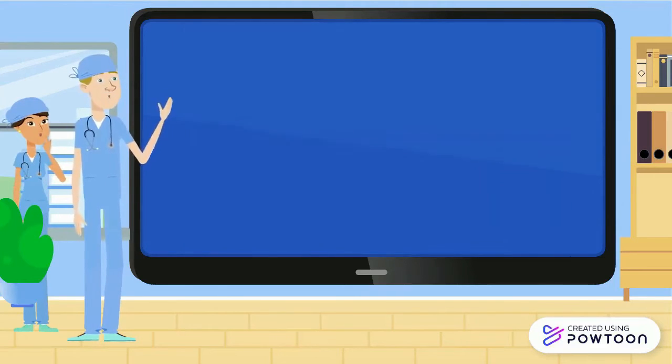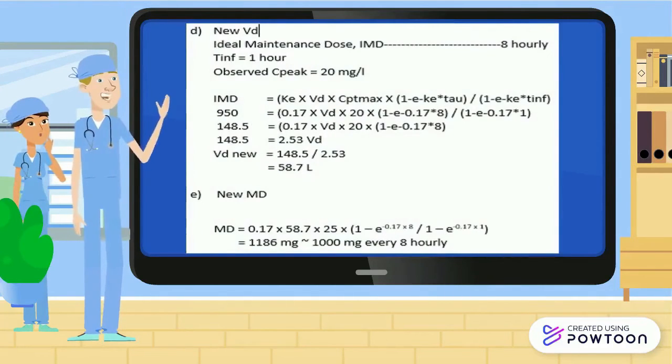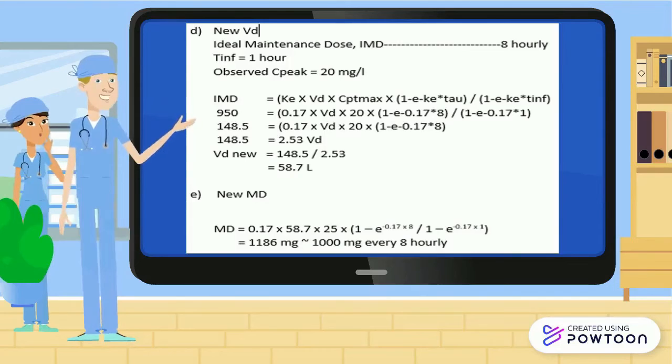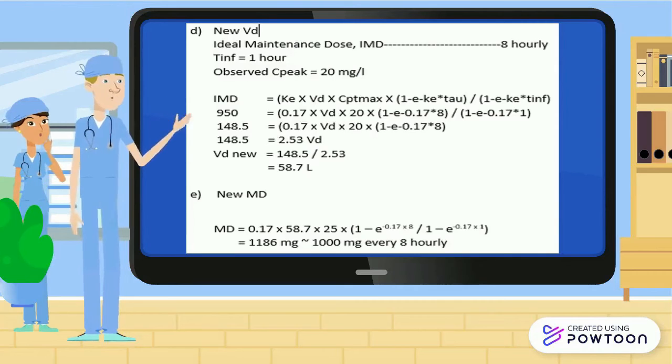Then, to calculate the maintenance dose, we will first require the new VD for this patient. After a thorough calculation, we will get a new VD for this patient of 58.7 liters. Next, to calculate the maintenance dose, we will first need to substitute the relevant values into the formula, and then we will get a new maintenance dose of 1000 mg in every 8 hourly regimen.